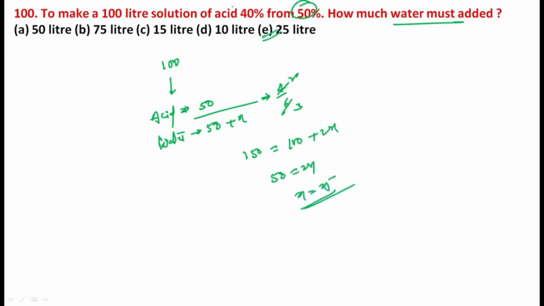Guys, here just observe the statement. So we want to make 100 liters of solution of acid, 40 percentage from 50, means initially an equal ratio. So how much water must be added? Now 50 becomes 40. So just read the information carefully. 40 percentage to 50 or 40 percentage from 50, you just check it out. There is a huge difference.